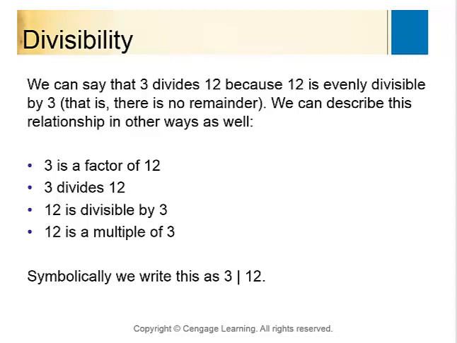Now we would not be able to say 12 divides 3, because then I would end up with a fraction, so that wouldn't work. 12 is divisible by 3 because it goes in evenly, and 12 is also a multiple of 3. If I were to write this down, I would say it just like this: 3 divides 12. That's what this symbolism represents. And it means that it goes in evenly. Remainder of 0.